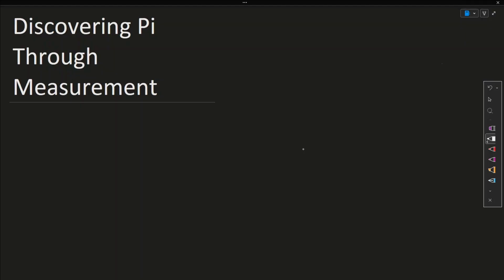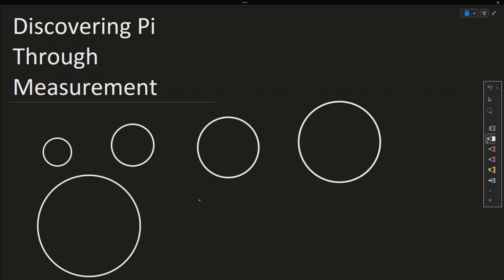Welcome back. In this video, we are going to explore how measuring circles helps us discover one of the most important numbers in mathematics, pi. We'll begin with 5 circles, and we want to start by measuring their diameters. So as a reminder, a diameter is the longest line segment through the center.